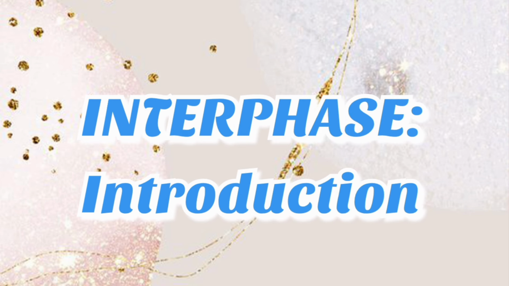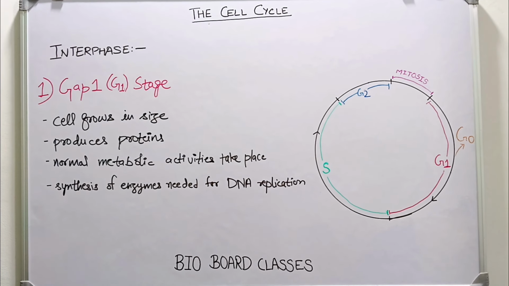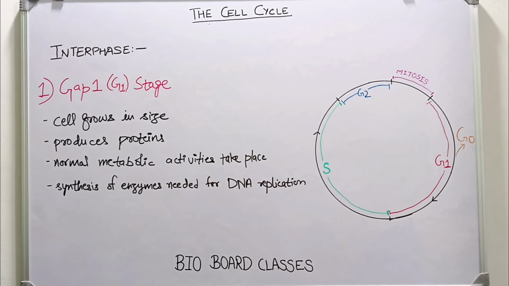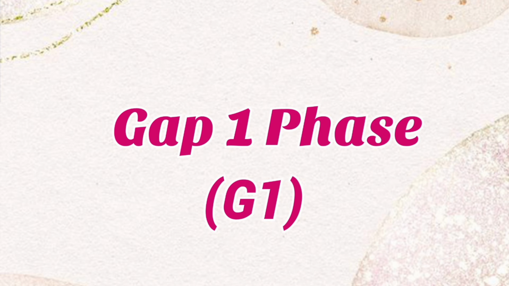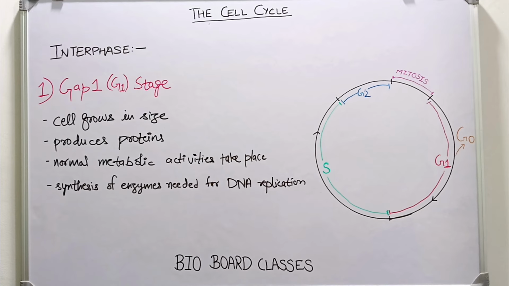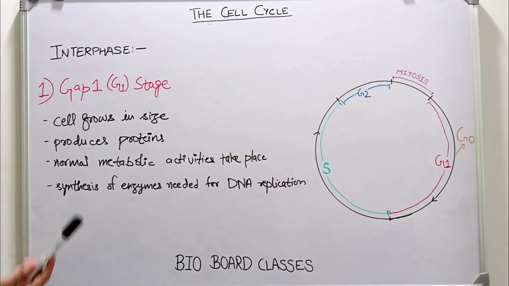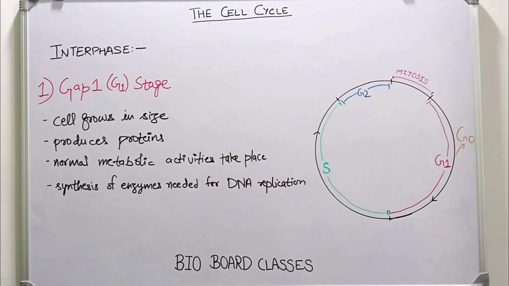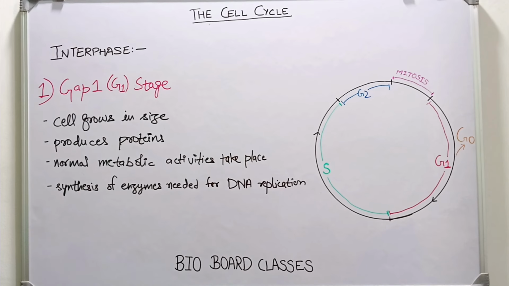Interphase is the longest and most important phase of the cell cycle, during which the cell prepares itself for division. Although no visible changes occur under a microscope during this phase, the cell is highly active internally. Interphase is divided into three main stages. So first is G1, gap 1. In this phase, the cell grows in size and it produces proteins and carries out normal metabolic activities. It also prepares the enzymes needed for DNA replication.